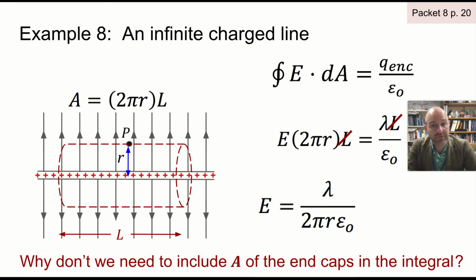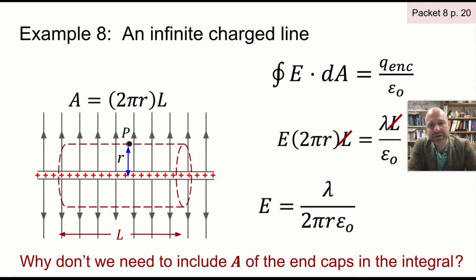Well, what does the area vector look like for the two end caps, the two circles? Well, they're left and right. And left and right are perpendicular to the electric field. So if I were to do the calculation of the surface integral of E dot dA for those two end caps, I would get 0.